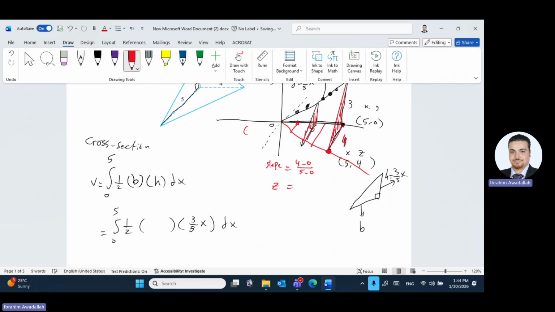As you see, this point is 0, 0. z equals 4 over 5 x minus 0. Again, you can write 0 here, you can write 0 here. So z equals 4 over 5 x. We replace it here as 4 over 5 x.